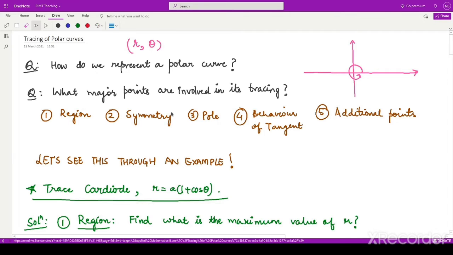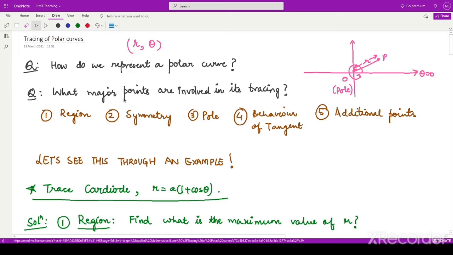We say this is the theta equal to 0 line. This is also known as the initial line. Whatever is the distance of this point P from this point O, the origin, which is known as the pole in this terminology, is calculated through a small r, right? Together the angle and this distance represent the position of a point P in this r and theta plane. That is how we represent a polar curve.